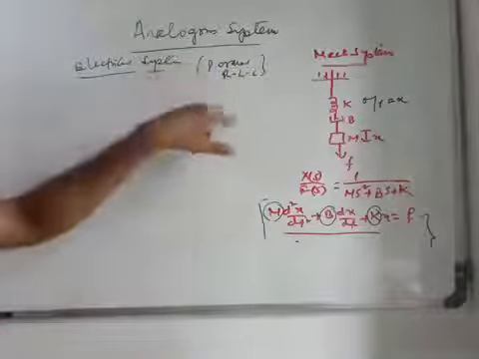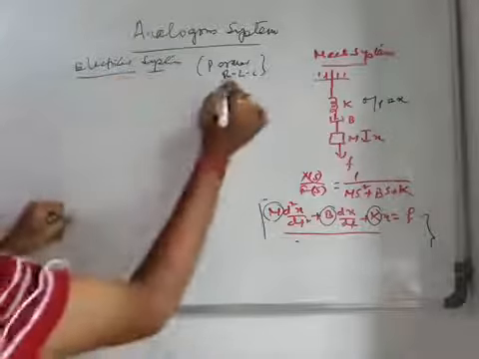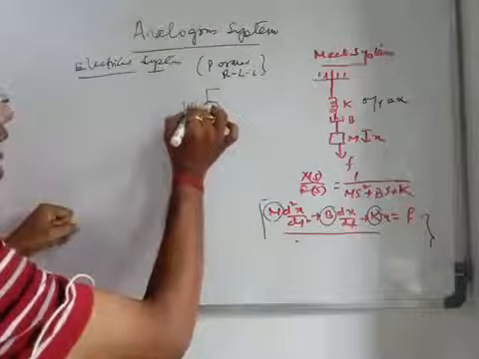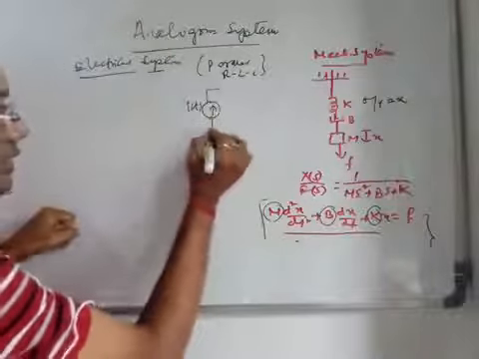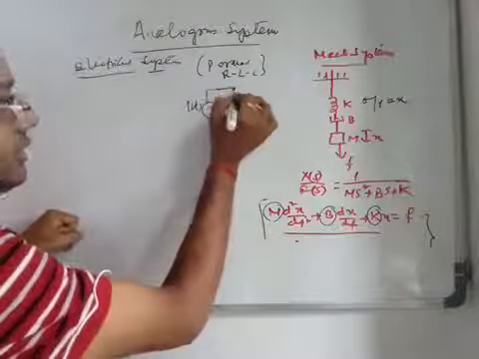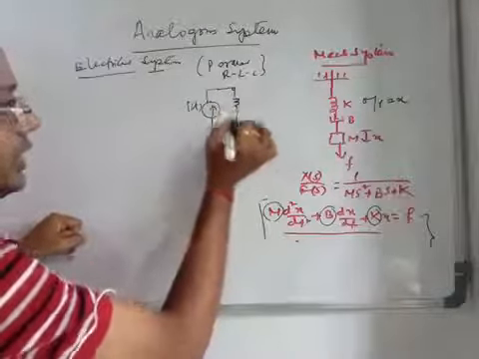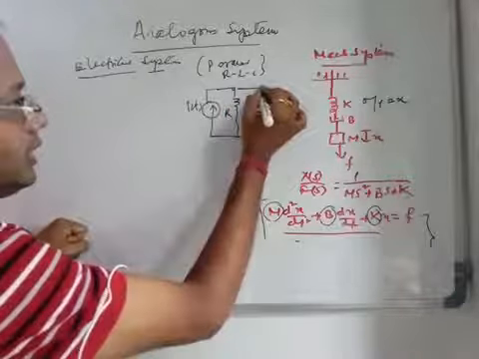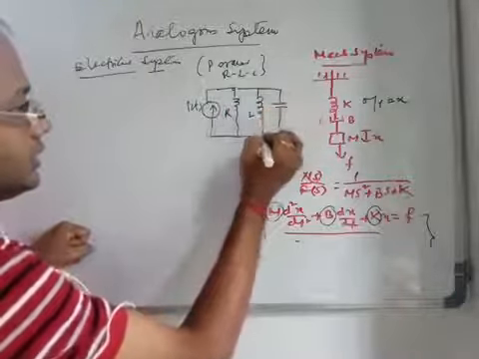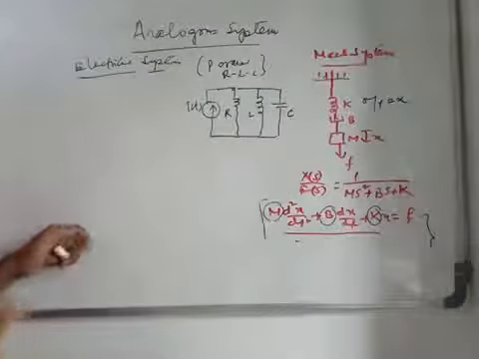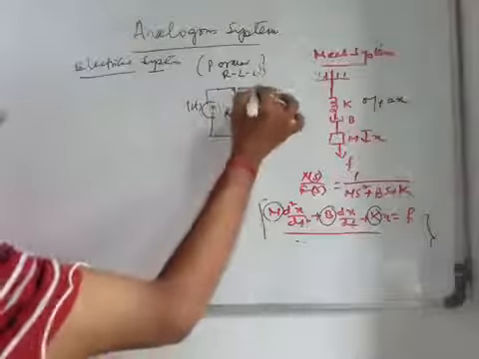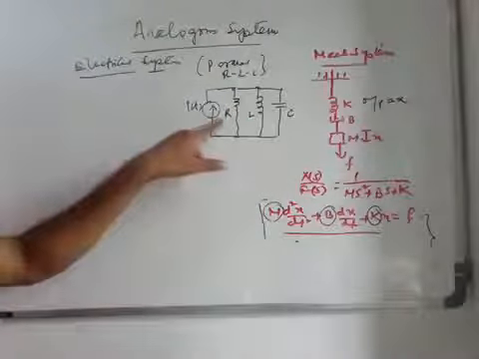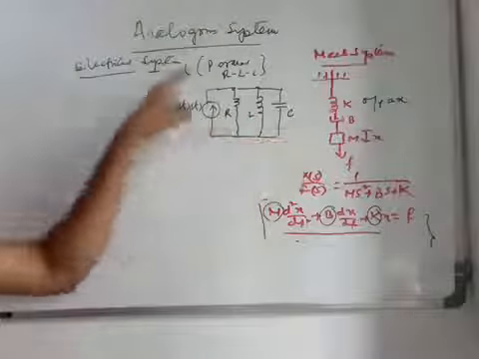If you write the parallel RLC circuit equations, then definitely current is playing the main role. That is, the forcing function is current here. You can now relate why these names are given like this. This is R, this is L, and this is C. These are the nodes.